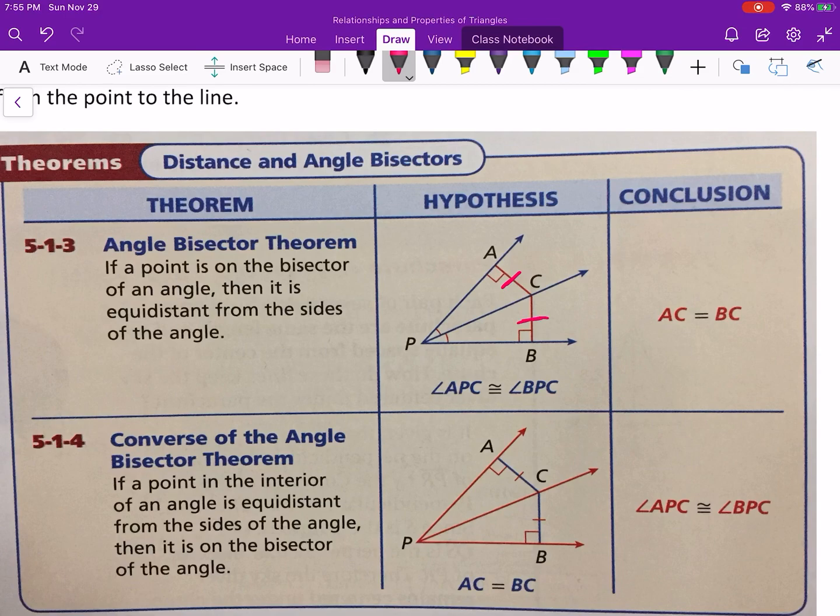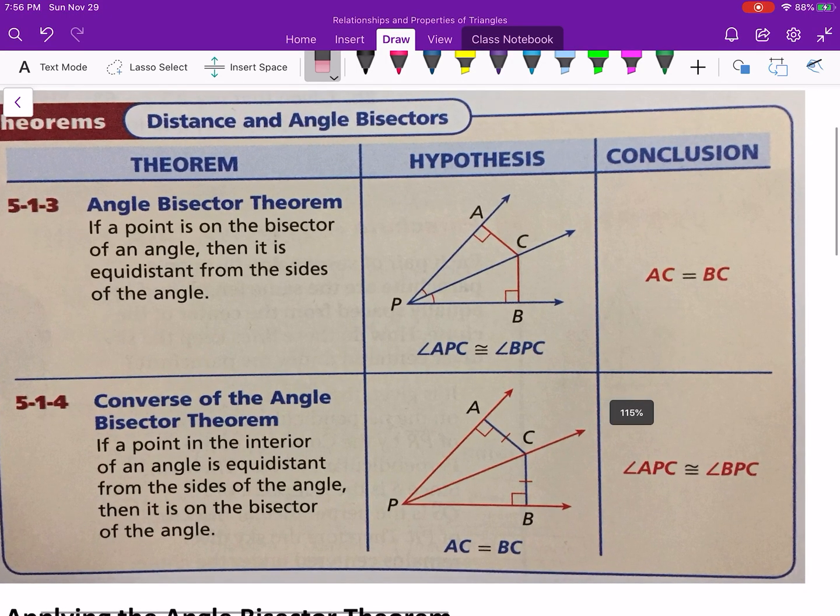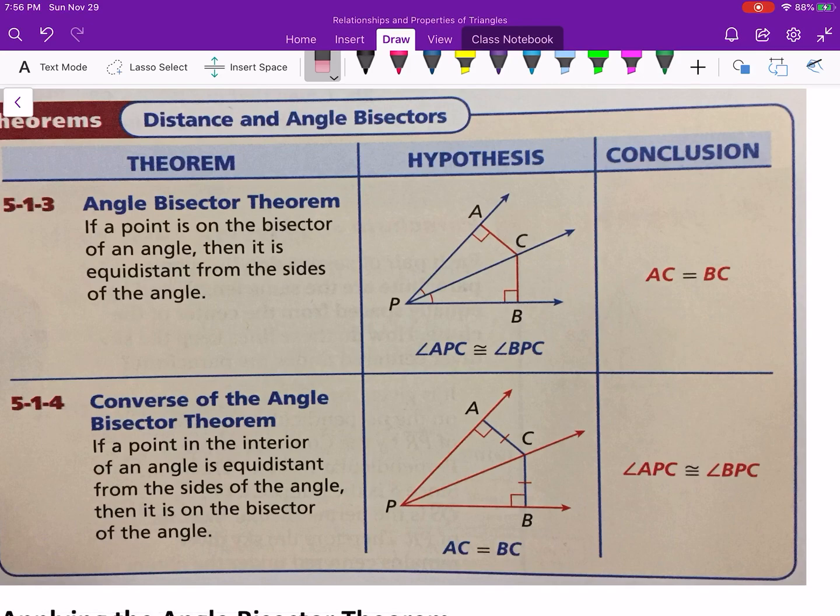And when you do those measurements, we measure the shortest length, and that's why they're drawn as perpendiculars. If you notice, we end up making two right triangles out of them. The converse of that theorem is also true. Converse meaning that we exchange the hypothesis and conclusion. So the converse says if a point, again meaning point C, is in the interior of an angle and is equidistant from the sides of the angle.